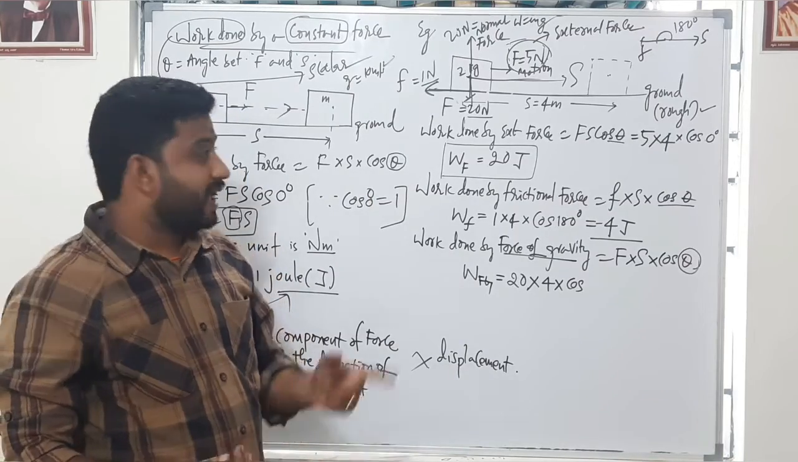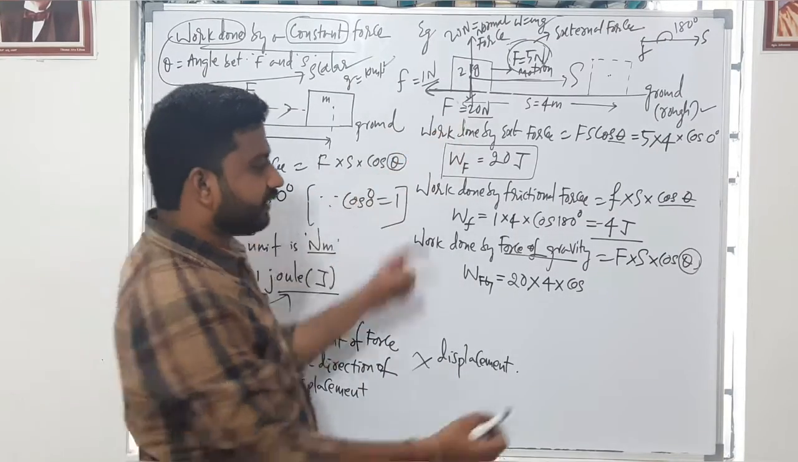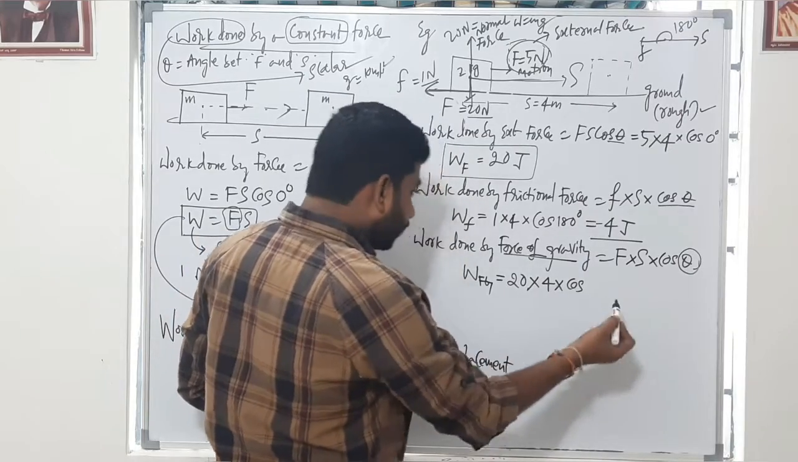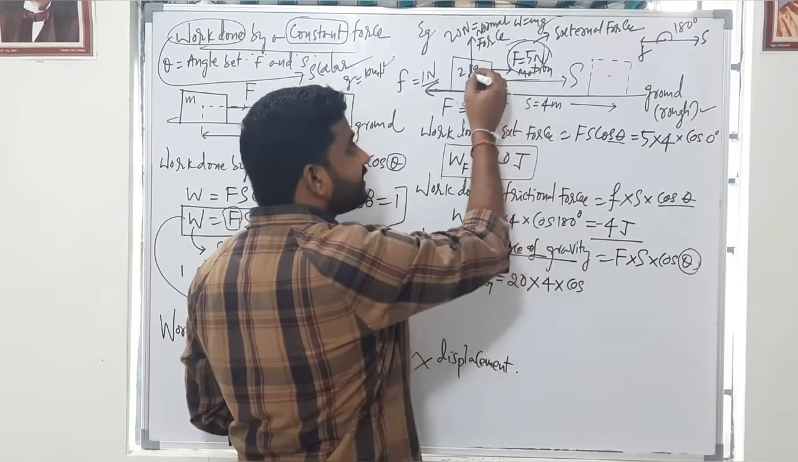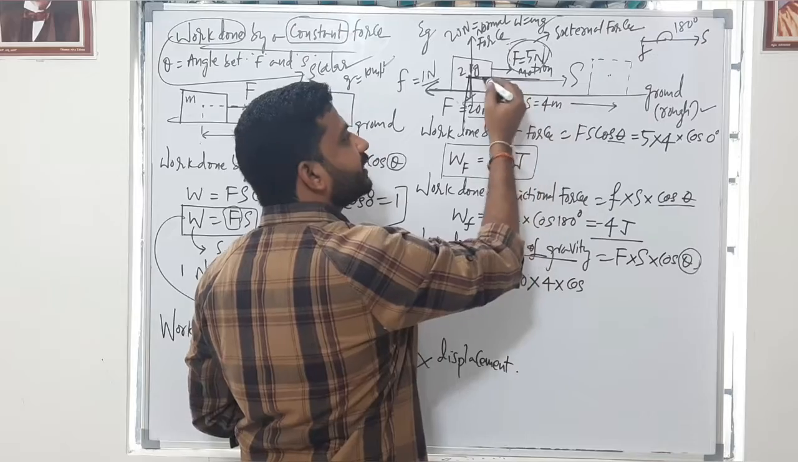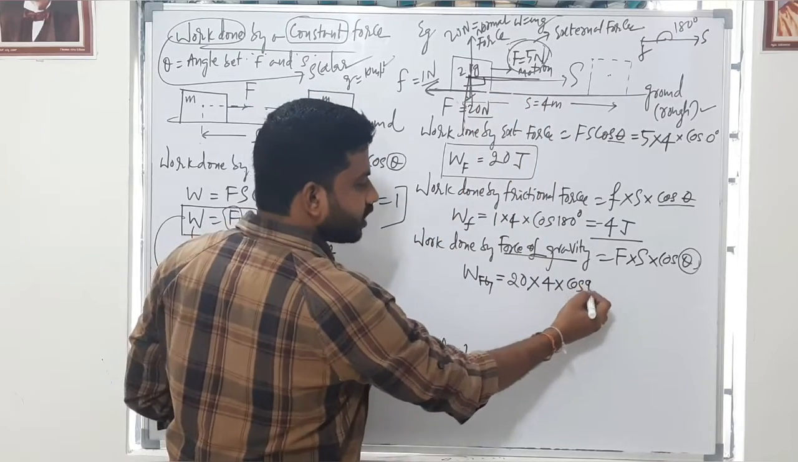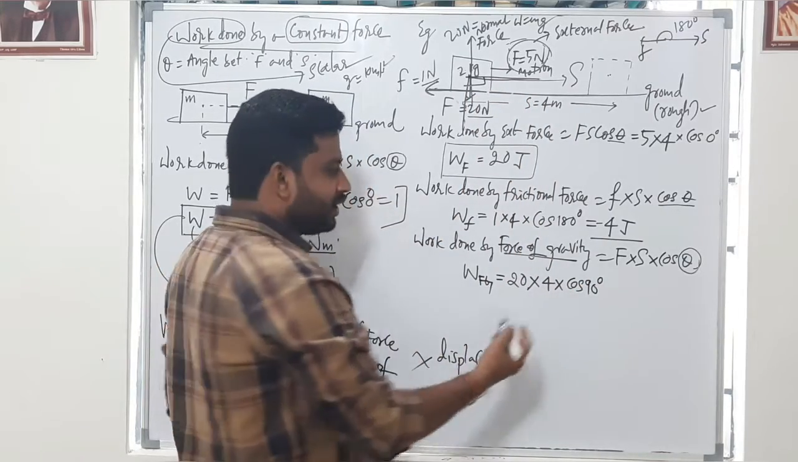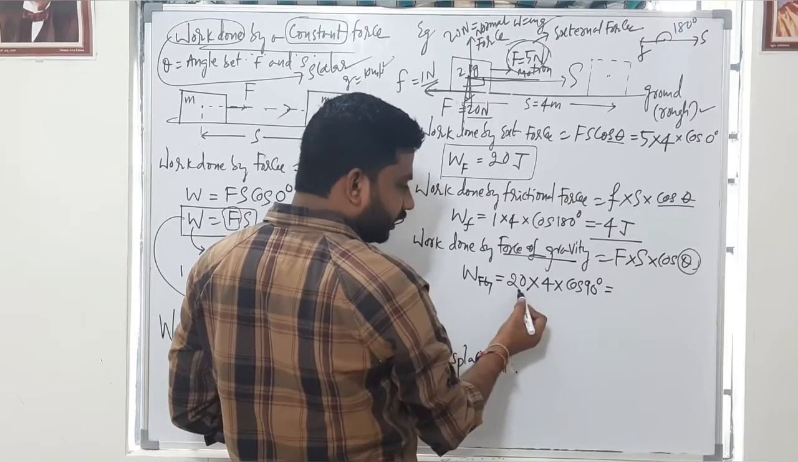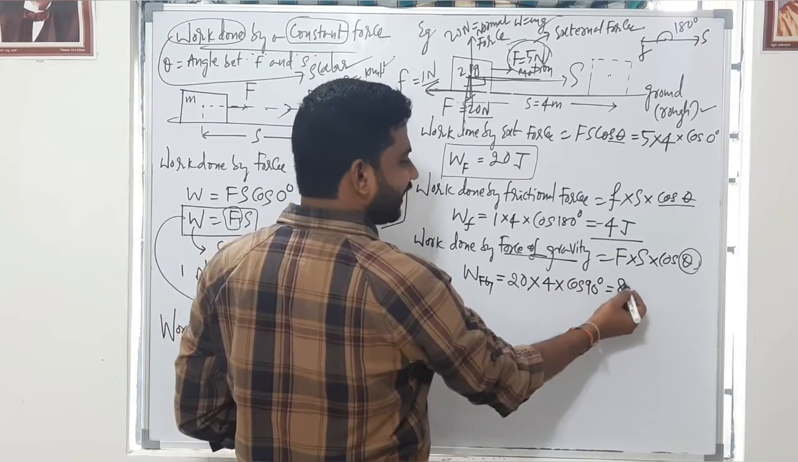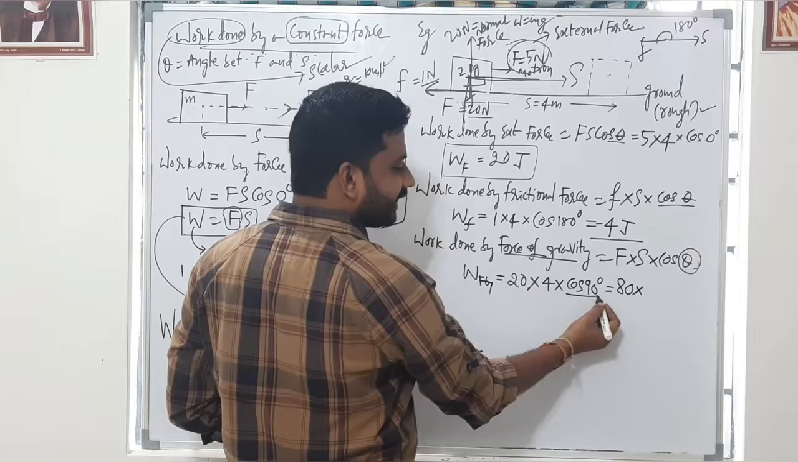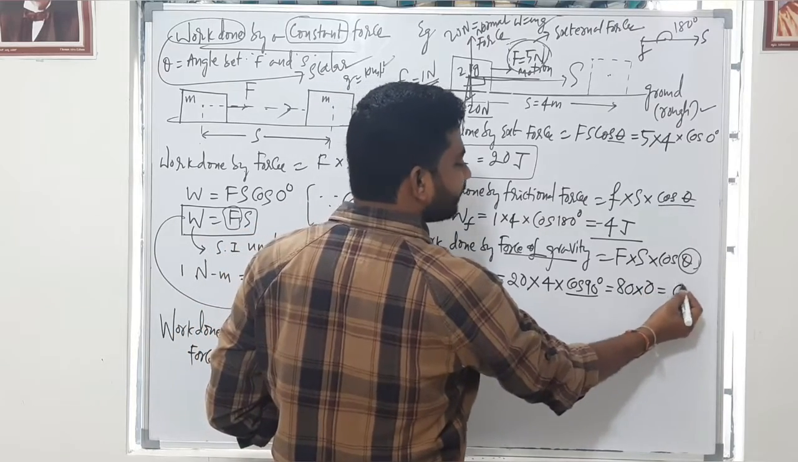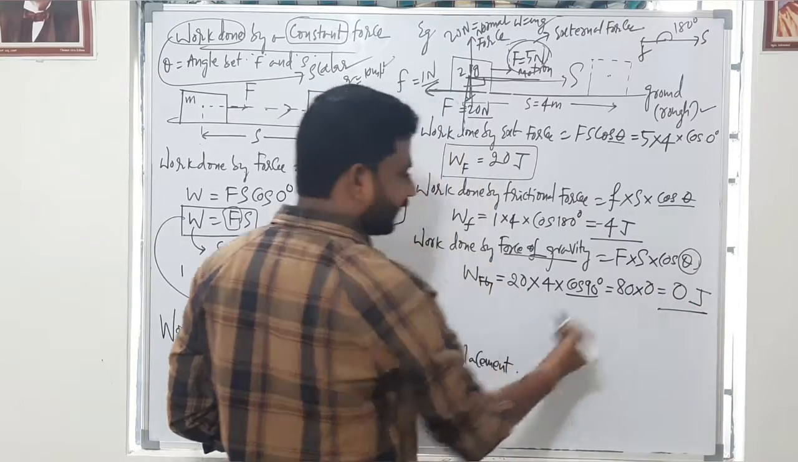No. The angle between the force of gravity and displacement, look here. This is the force and this is the displacement. The angle between them is 90 degrees. It's cos 90, right? So I can write 20 into 4, which is 80, into cos 90, which is 0. So the answer is 0 joule. Carefully listen.